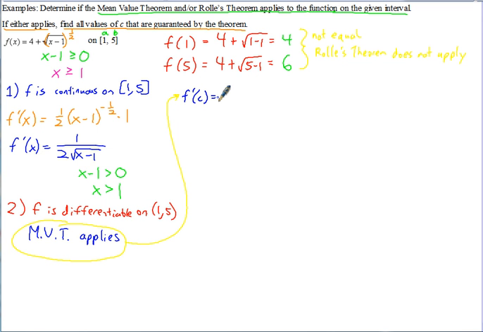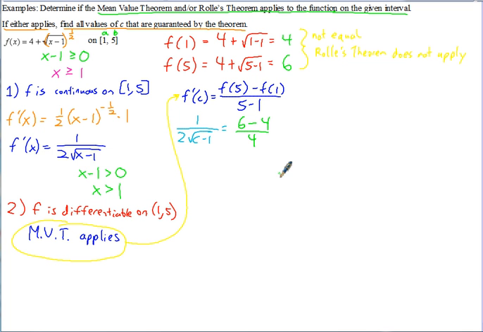But in our specific problem, that means that f prime of c has to equal, our a and b are 1 and 5, so f of 5 minus f of 1 over 5 minus 1. So f prime of c, well, c is just a specific x value that we plug into the derivative. So here's our derivative right here. So f prime of c, if we substitute in c for x, that'd be 1 over 2 square root of c minus 1. And then we've already calculated f of 5 and f of 1 when we were trying to determine if Rolle's theorem also applies. So we can substitute those values in. f of 5 was 6, minus f of 1 is 4, over 5 minus 1 is 1.